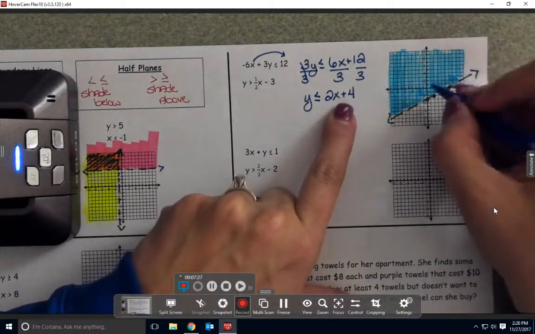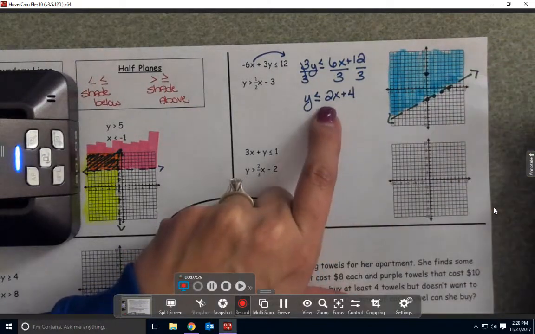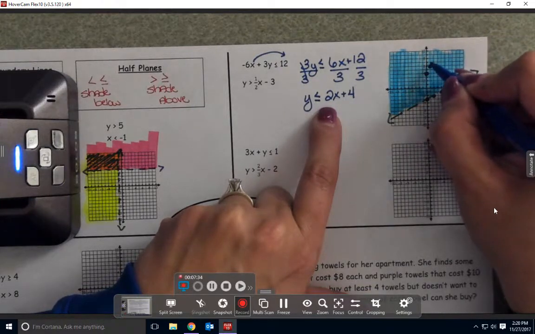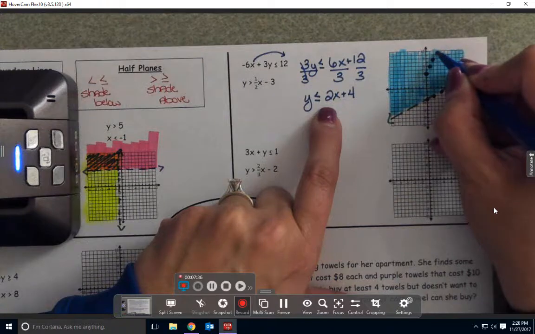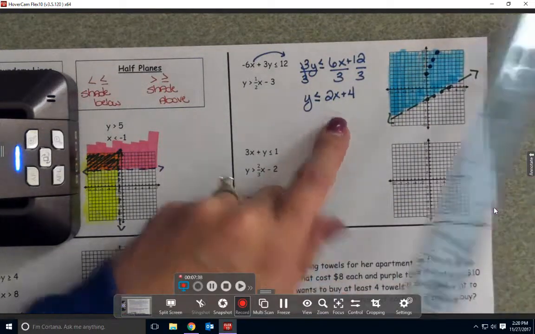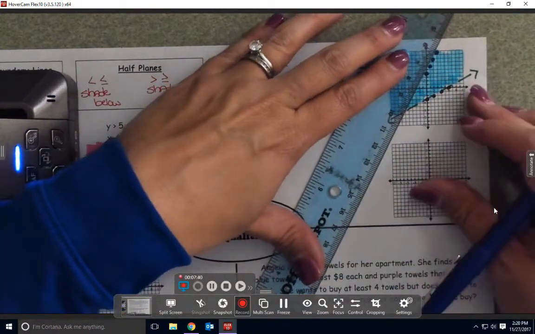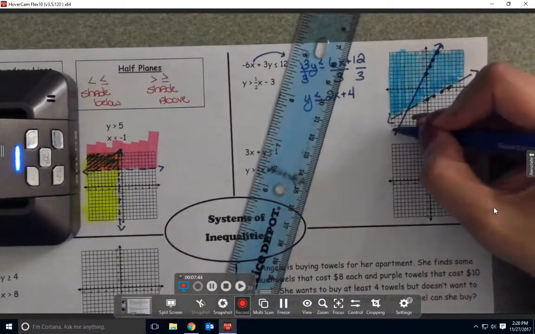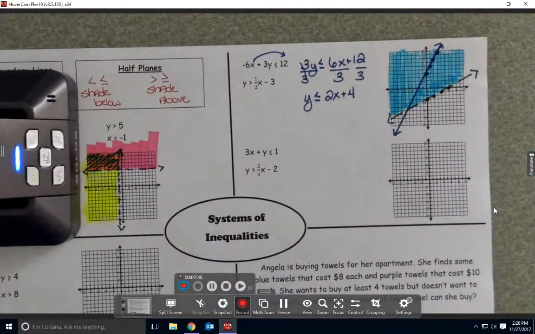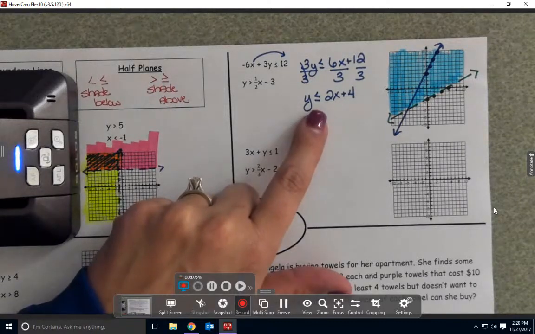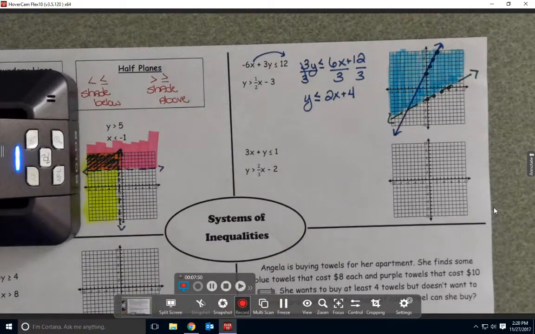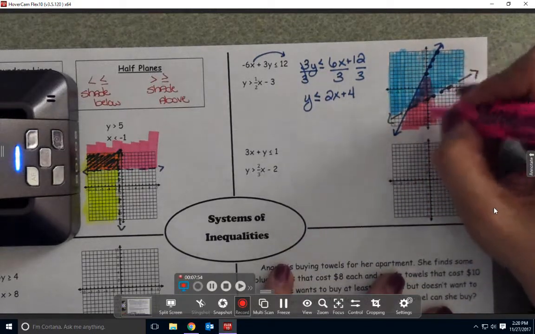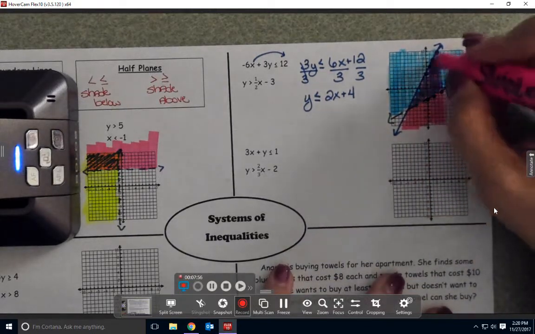So my y-intercept here is at 4. And then my slope is 2. So I'm going to go up 2 over 1, up 2 over 1. And this one's actually going to be a solid line because it's equal to. So there's my solid line. Now all I have to do is shade it. So looking at this one, it does say less than or equal to. So remember, that's everything that's below that line. So when I color on this one, it's going to be everything that is below that line.